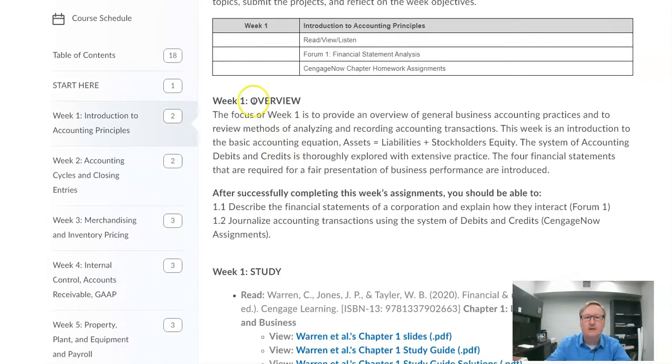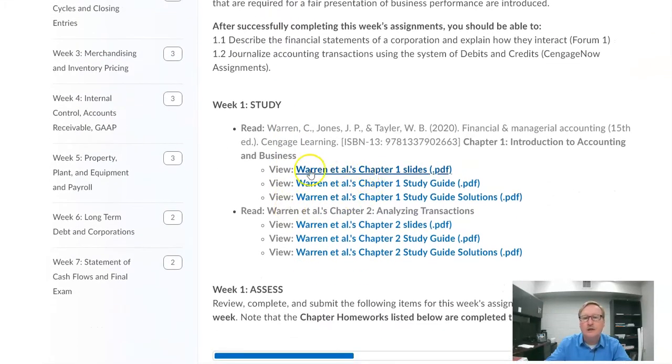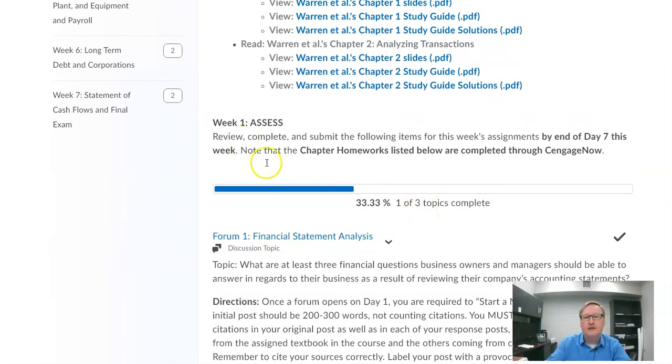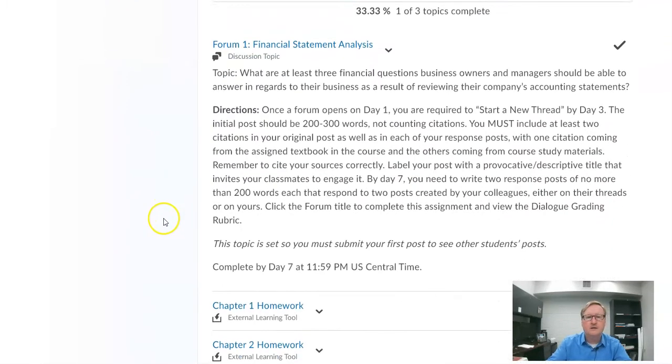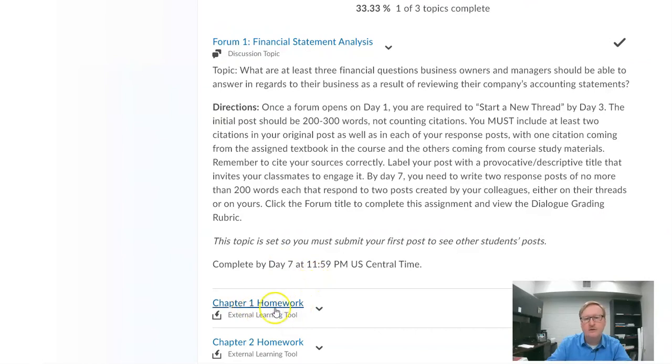So, introduction to accounting, here's the overview. Here are your resources. You have the PowerPoint slides, both in PDF and PowerPoint, for chapters 1 and 2. A study guide with some solutions. And here it tells you how much progress you've made throughout this week. I posted in the forum here, so you'll see that's why it's saying I've done one of the 3 things I need to do: the forum, the homework, and whatever the other thing is. I don't know.